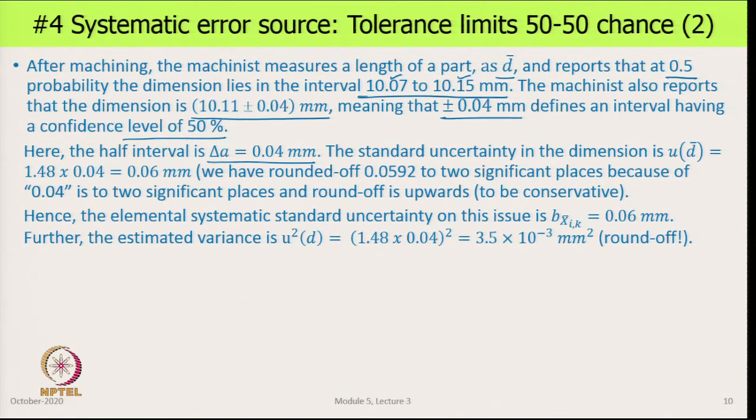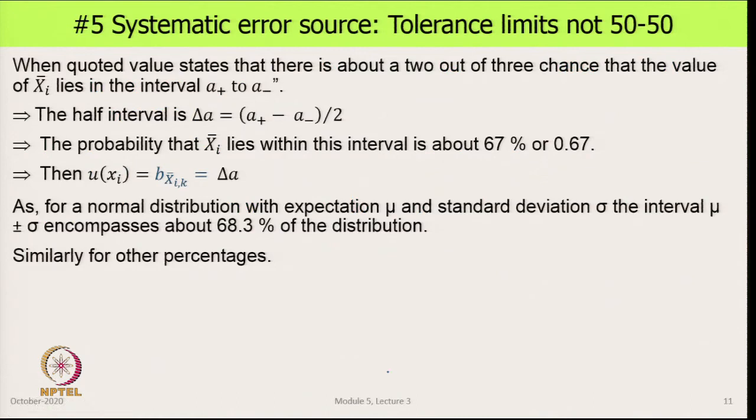The standard uncertainty in the dimension is 1.48, because it is a 50% thing, times this much, and we round it off from 0.0592 to 0.06. And the elemental systematic standard uncertainty on this issue becomes 0.06 millimeters, and of course, we can then calculate the variance, which is the square of this. So, that was an example of a 50-50 chance. Now, what if it is not 50-50?